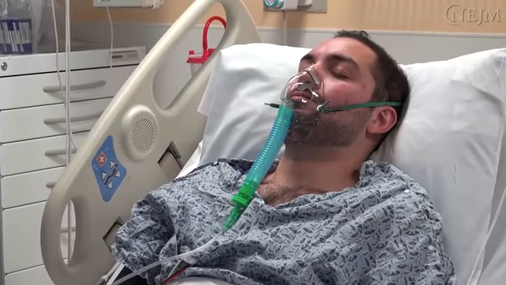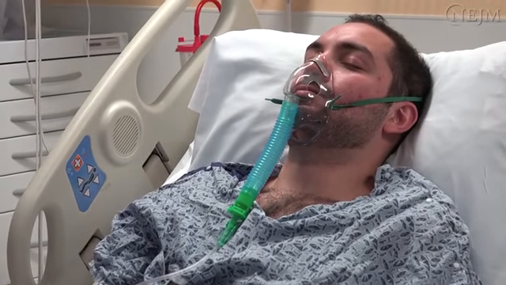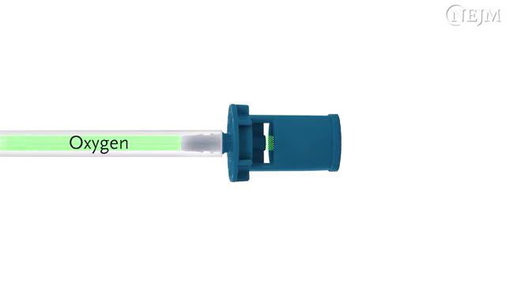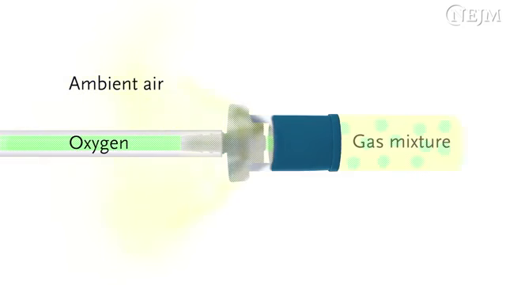A Venturi mask takes advantage of the principle of jet mixing to entrain and blend ambient air with oxygen. As oxygen passes through a small orifice into a larger chamber, its velocity increases. This causes the ambient air to be entrained with the oxygen. Air entrainment can be controlled through manipulation of the orifice or the size of the air entrainment port, resulting in a gas mixture with a predetermined FiO2.